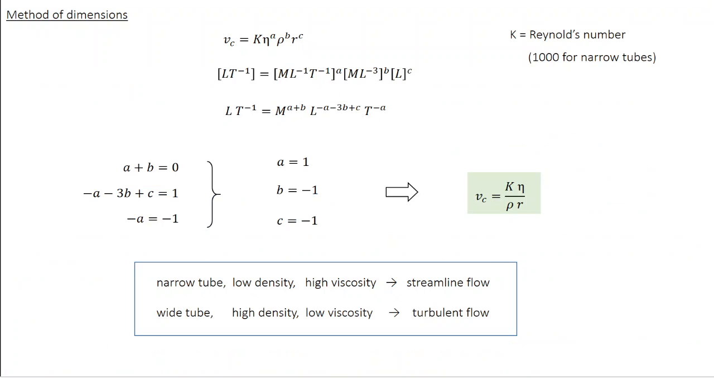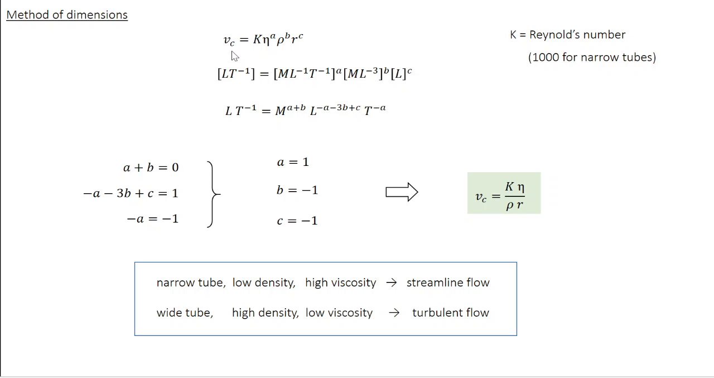So we are going to follow a method known as method of dimensions. We don't know the exact relation between these parameters, so we start with a general relation: Vc proportional to eta to the power a, rho to the power b, and r to the power c, where a, b, c are constants whose values we are going to find out. The proportionality I am going to replace with a constant k, where k is known as Reynolds number. This is a purely geometrical parameter. It doesn't have any particular units. It's typically 1000 for narrow tubes.